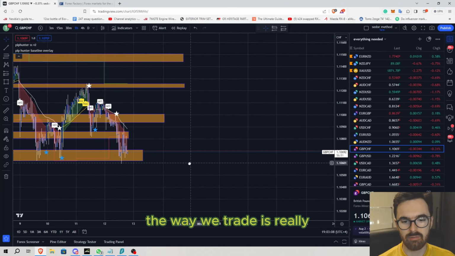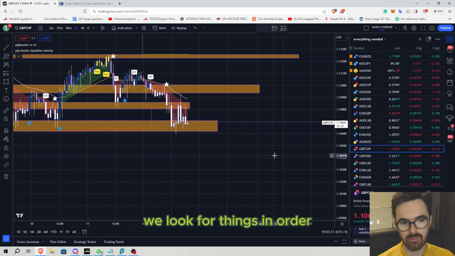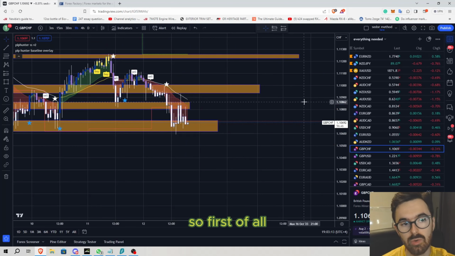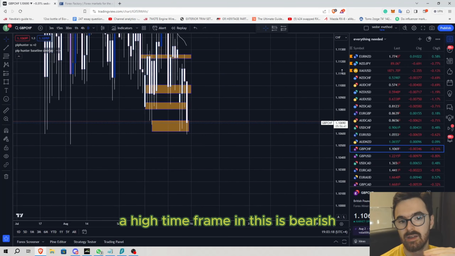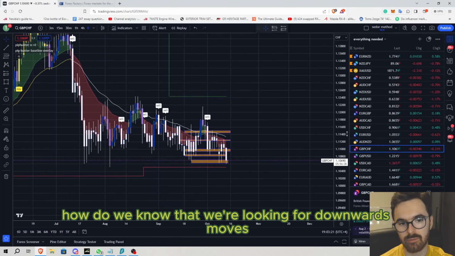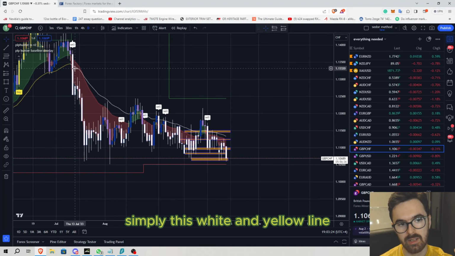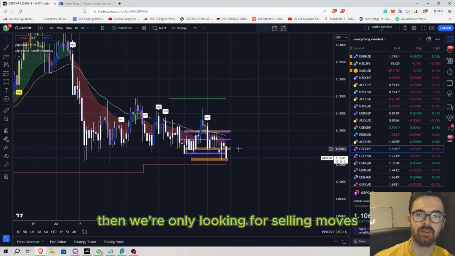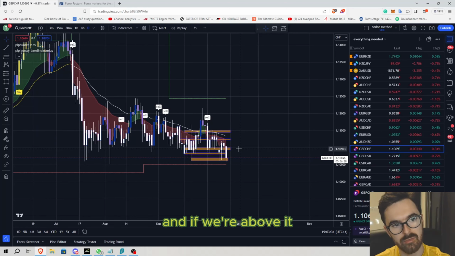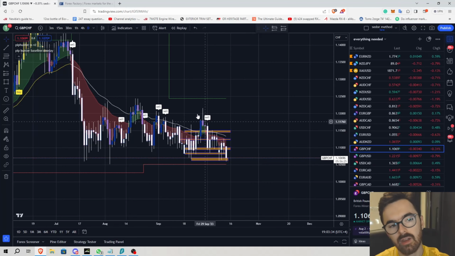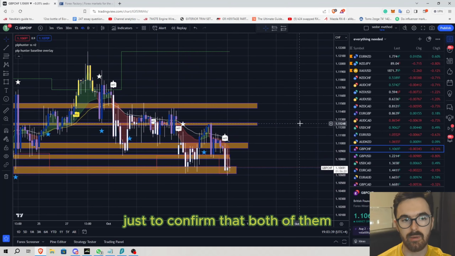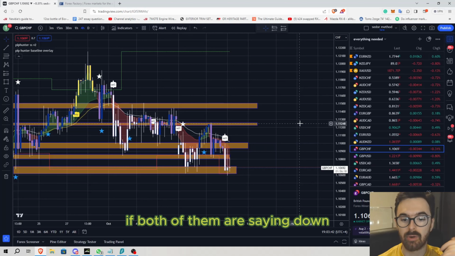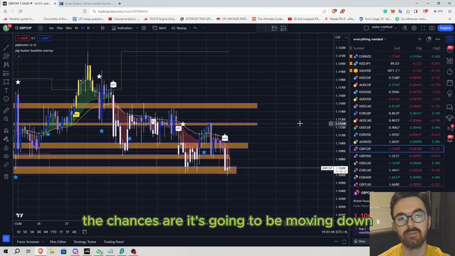The way we trade is really straightforward. We look for things in order. First of all, we want to know what our high time frame is. Our high time frame in this case is bearish. How do we know that we're looking for downwards moves? Simply this white and yellow line. If you're underneath it, then we're only looking for selling moves. And if we're above it, we're only looking for buying moves. Again, you can check with the H4, which is the 4 hour, just to confirm that both of them are singing from the same songbook. If both of them are saying down, the chances are it's going to be moving down.